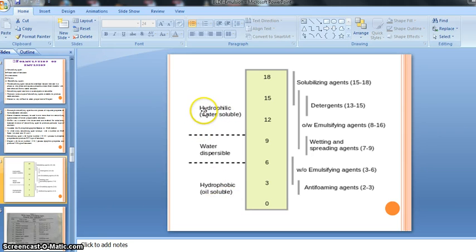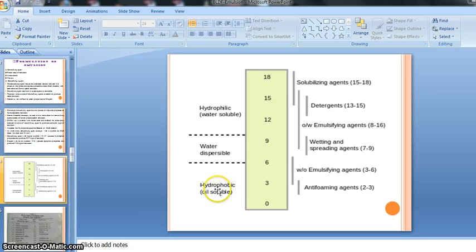So it says that hydrophilic means water soluble, and hydrophobic means opposite to water, that is, oil soluble. It's also called lipophilic, right? Lipophilic and hydrophobic are similar. Hydrophobic means not soluble in water, while hydrophilic is the opposite.